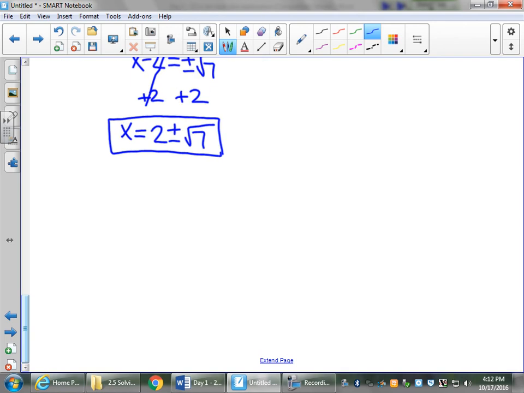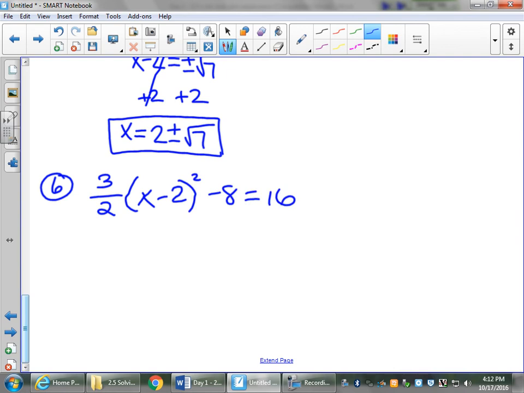All right, last question for the day. You guys have 2 nights on this homework assignment, but you can definitely start it tonight. So last example is 3/2 times x minus 2 squared minus 8 equals 16. Still follows that vertex form. Like this is my a, my h, my k, and this is like another k term over here.